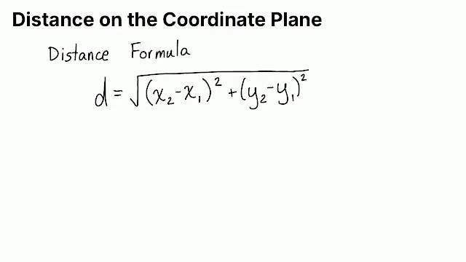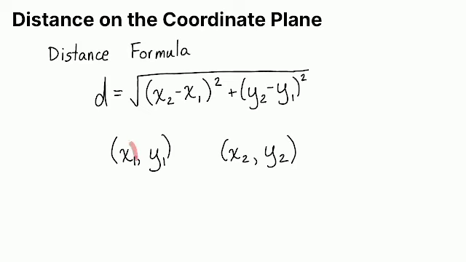And each of these values come from our points, because in a coordinate plane, we have ordered pairs. So each point has an x and a y. And if it's from point 1, we call it x1 and y1. And if it's from point 2, we call it x2 and y2. And these are the values we end up substituting in.